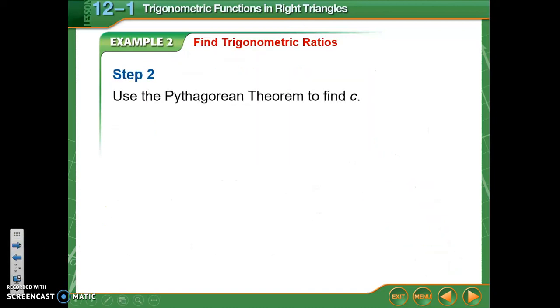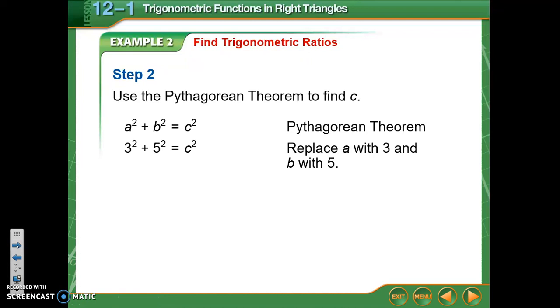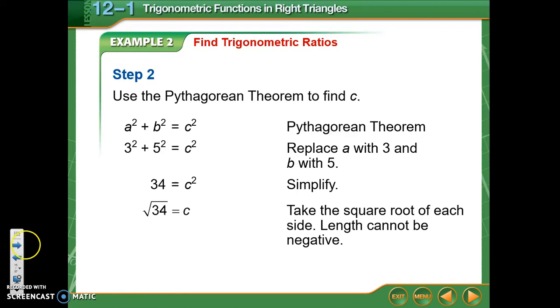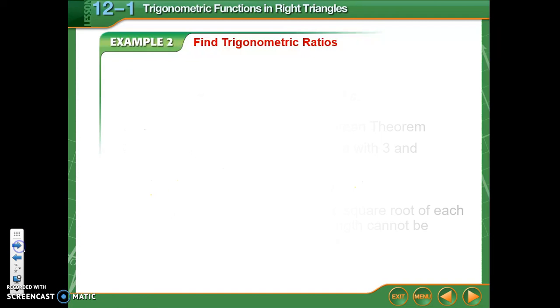To do that, I can do the Pythagorean theorem, a squared plus b squared equals c squared. Replace a with 3 and b with 5. So I get c squared is 34, which means that c is the square root of 34. We only take into account the positive square root because we're talking about a length of a side of a triangle, and length cannot be negative.